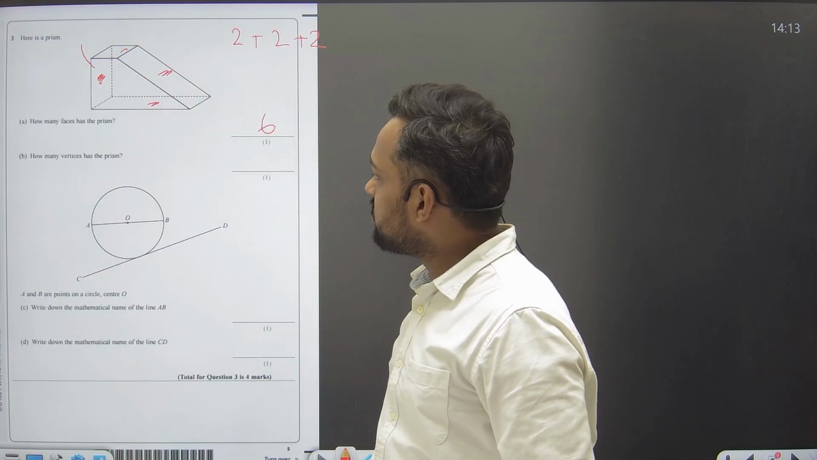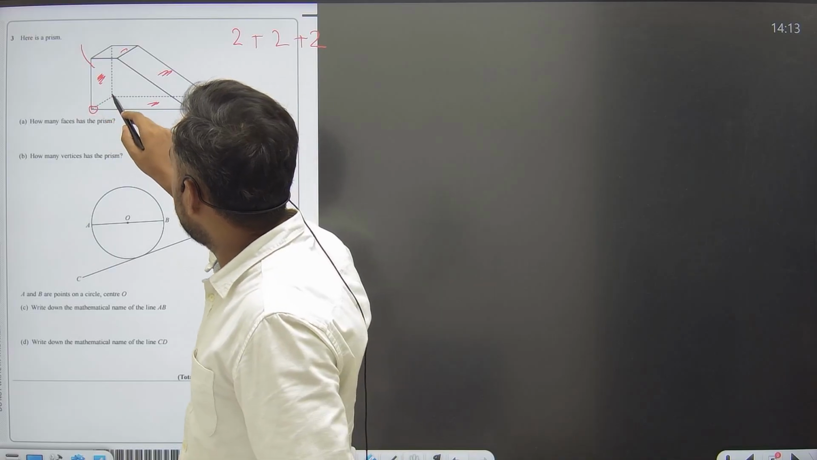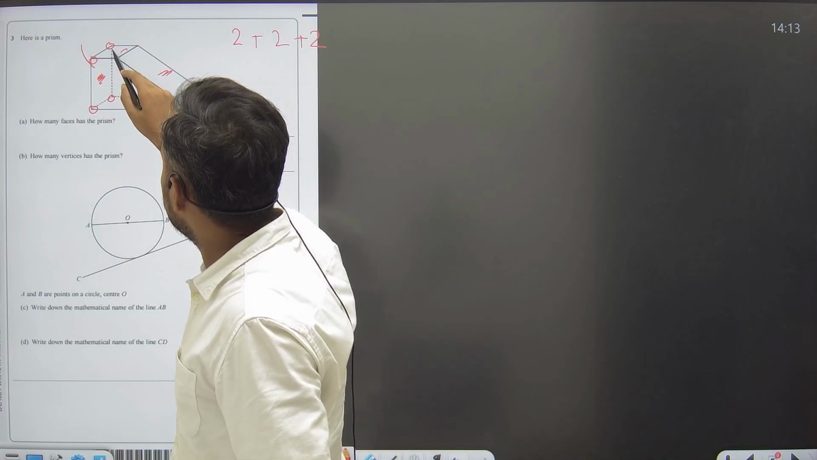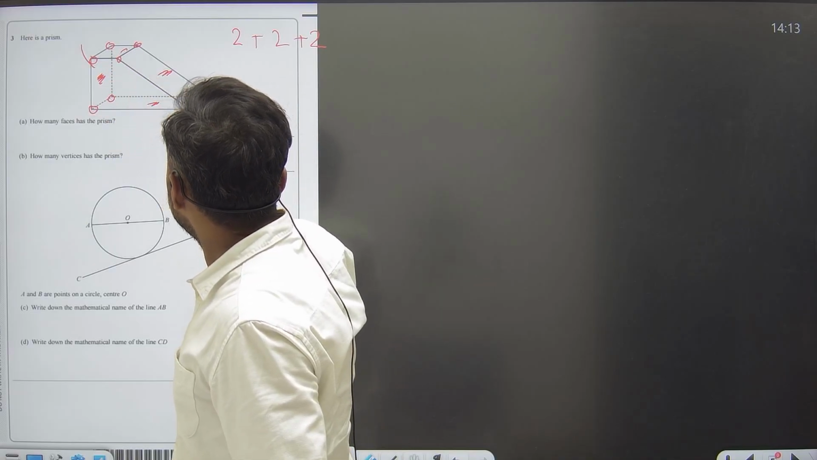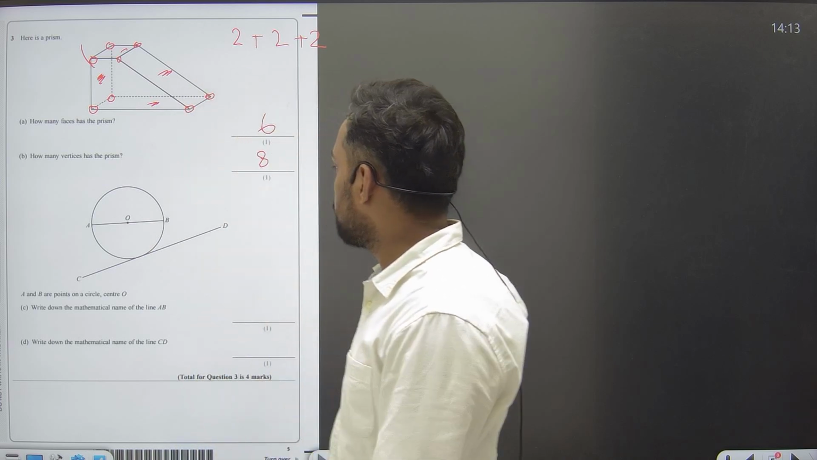How many vertices has the prism? We need to count the vertices. 1, 2, 3, 4, 5, 6, 7, 8. 8 vertices are there in the prism, so 8.